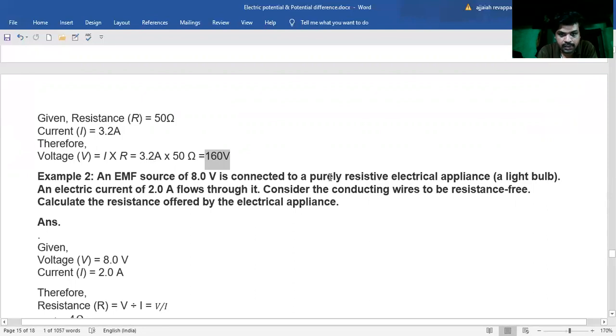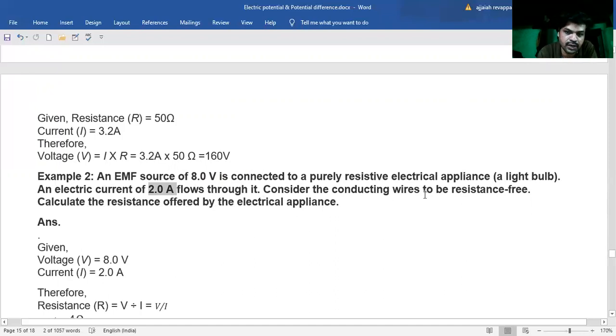is connected to a purely resistive electrical appliance, a light bulb, with an electric current of 2.0 ampere. So again you are given the potential difference and electric current. Consider the conducting wires to be resistance free. Calculate the resistance offered by the electrical appliance.